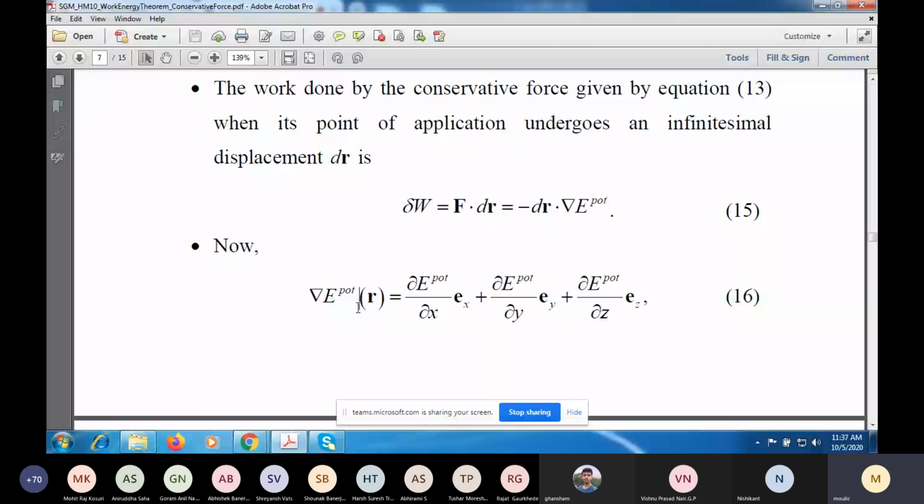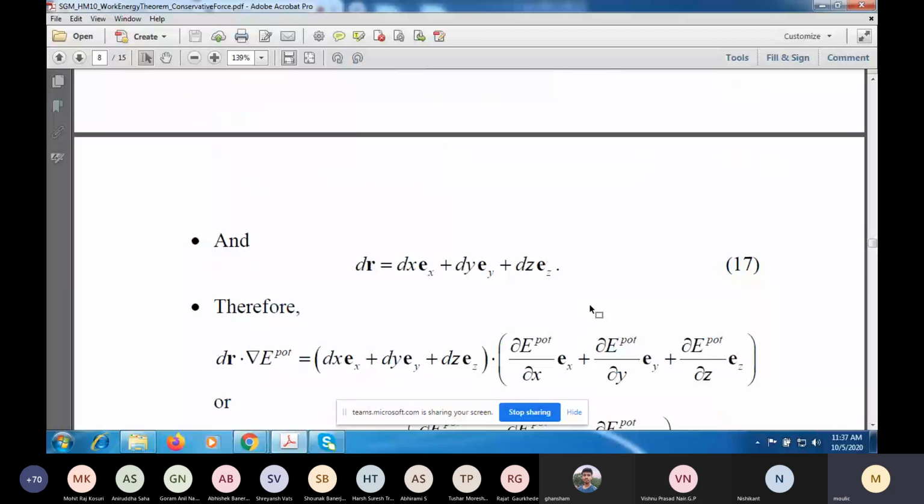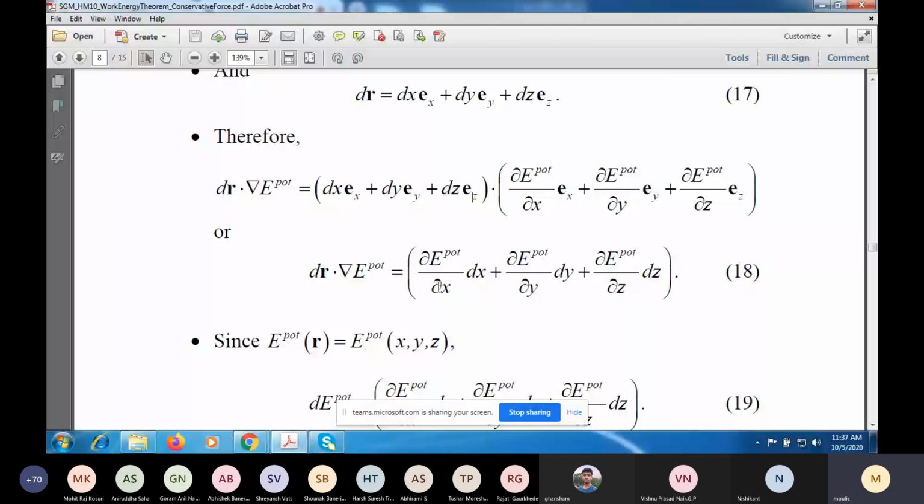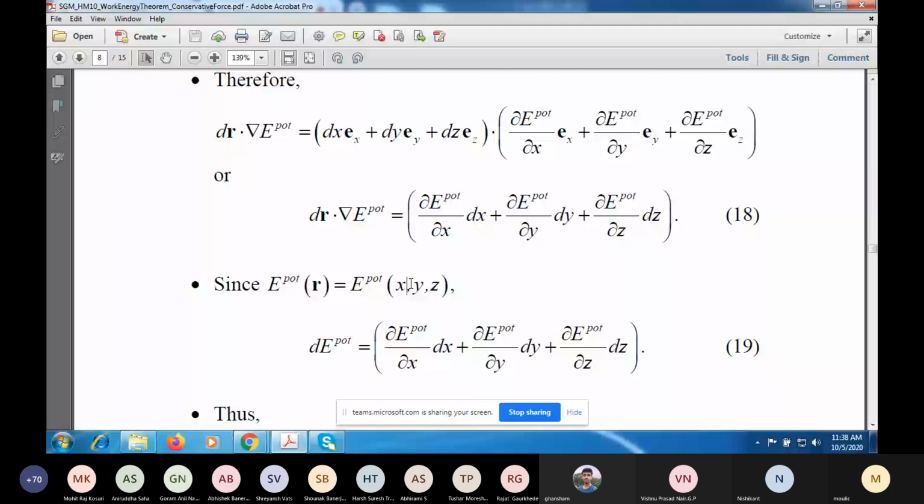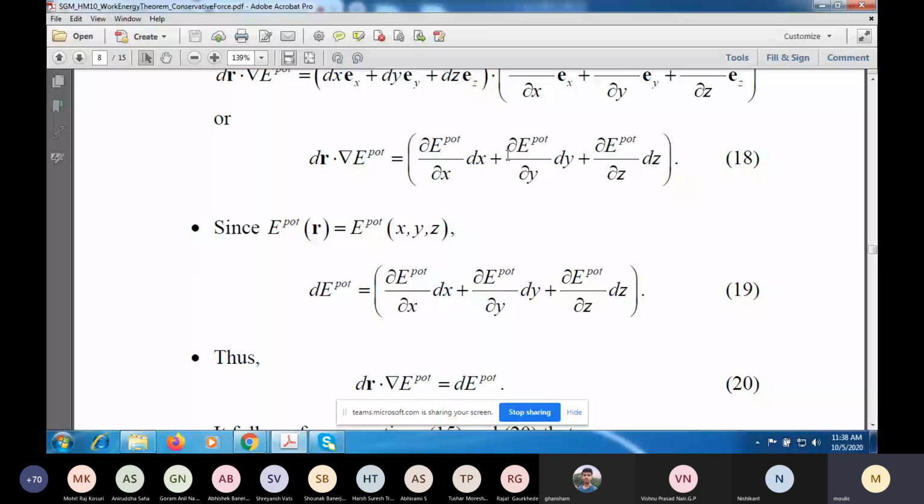Now the grad, you know, is ∂/∂x of E ex plus ∂/∂y of E ey plus ∂/∂z of E ez. And dr is dx ex plus dy ey plus dz ez. So this scalar product is ∂E/∂x times dx plus ∂E/∂y times dy plus ∂E/∂z times dz. So if I say E pot depends only on x, y, z, then you will recognize the right hand side of equation 18 as the perfect differential of E pot. Okay, so dr dot grad E will be d of E pot.